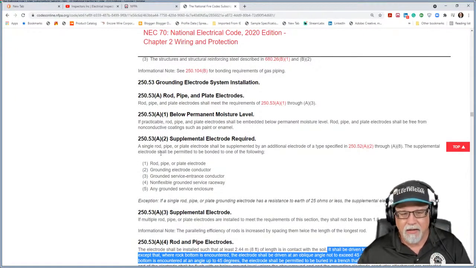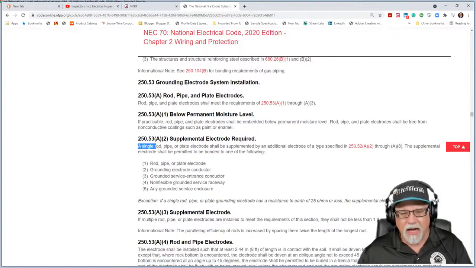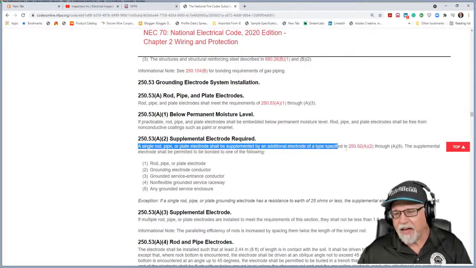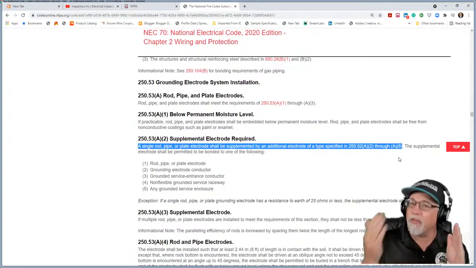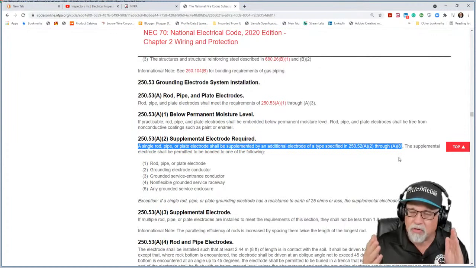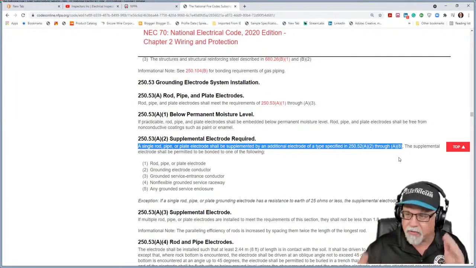So check this out. It says a single rod, pipe, or plate electrode shall be supplemented by an additional electrode of the type specified in 250.52(A)(2) through (A)(8). So I could have one rod and supplement it with another rod, or one of the other types of electrodes if I want. It's too much trouble. If you're going to put one rod in, you're going to put another in.